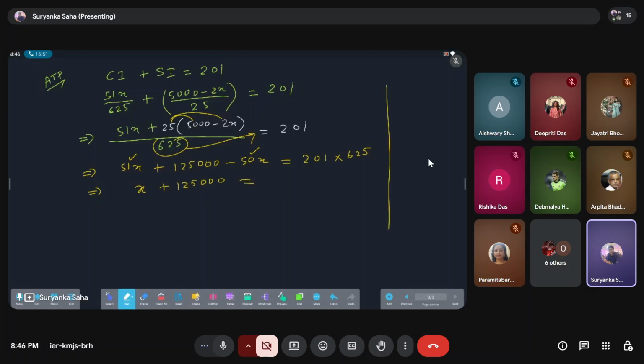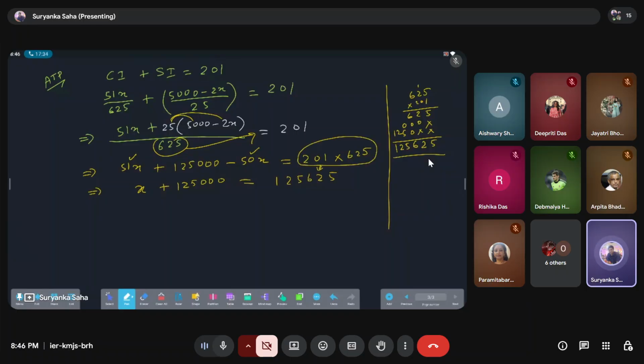So 625 into 201: 5 ones are 5. So this is 625. With 0, it will be 0, 0, 0. With 2, it will be 5, 2 to the 4, 2 to the 12. So it will be 1, 2, 5, 6, 2, 5. Isn't it? It will be 1, 2, 5, 6, 2, 5. This multiplication. Okay.